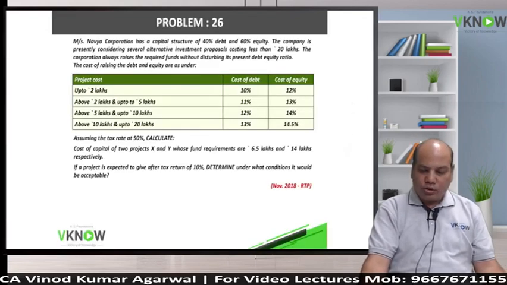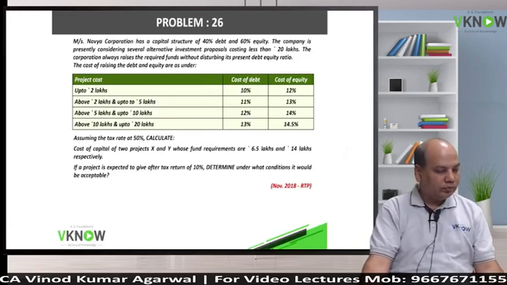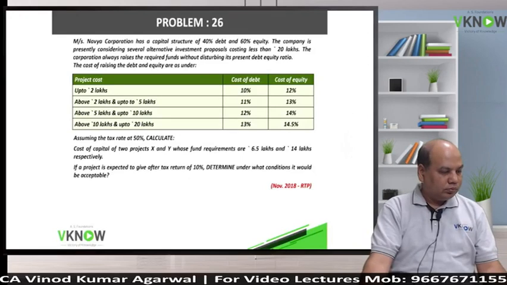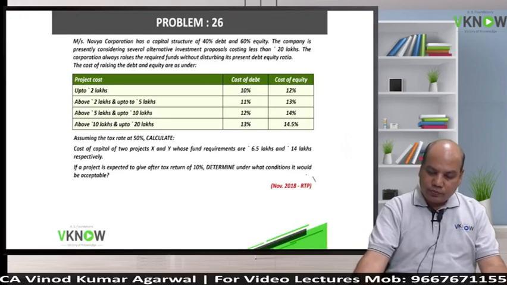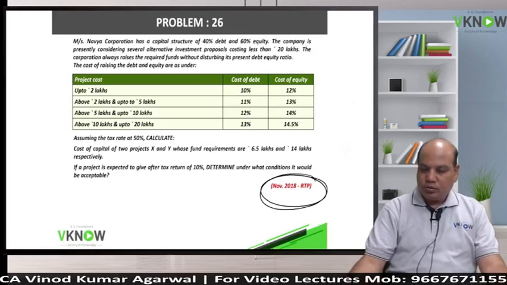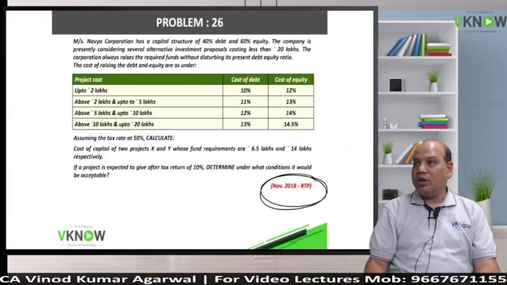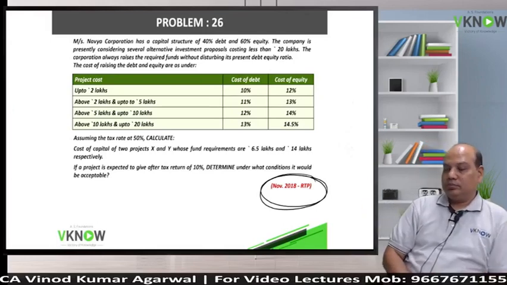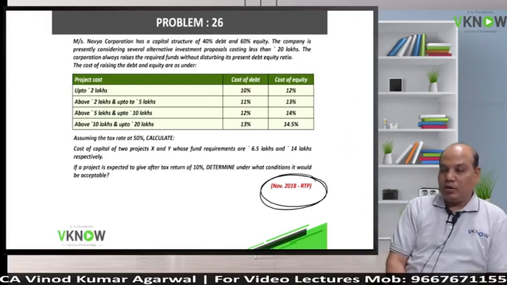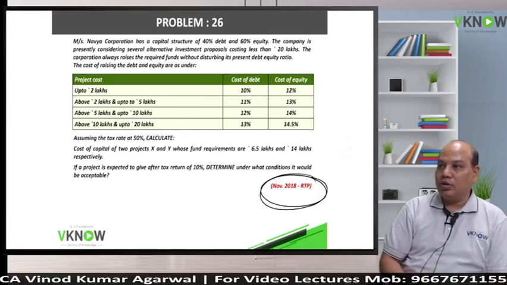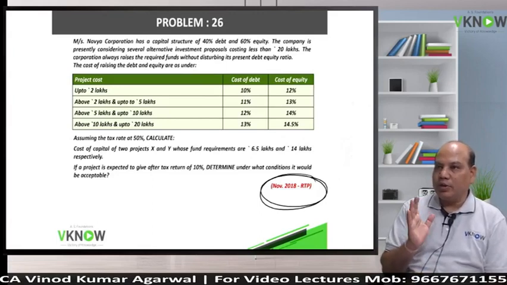Come to question number 26. One more variety. Question number 26, November 18 RTP. You will prepare a lot of things, but the institute will always give you a surprise. Variety of questions have to be practiced. Okay. There is no shortcut.